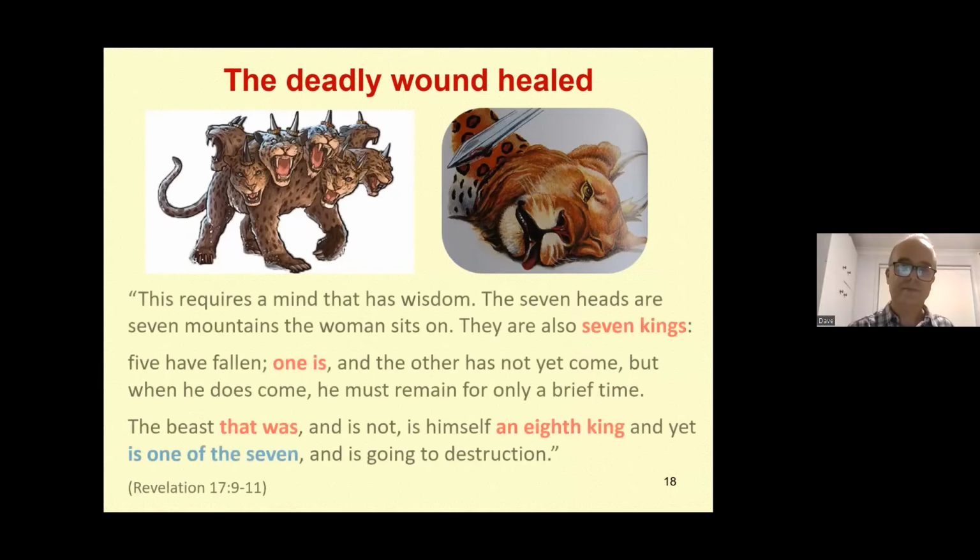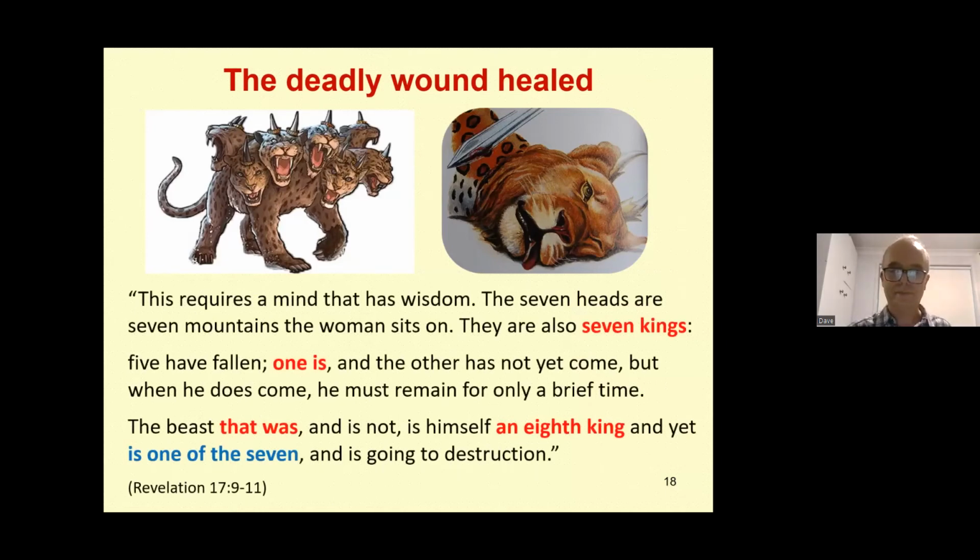Here is the mind which has wisdom. The seven heads are seven mountains on which the woman sits. There are also seven kings. Five have fallen, one is, and the other has not yet come. And when he comes, he must continue a short time. The beast that was and is not is himself also the eighth, and is of the seven, and is going to perdition.